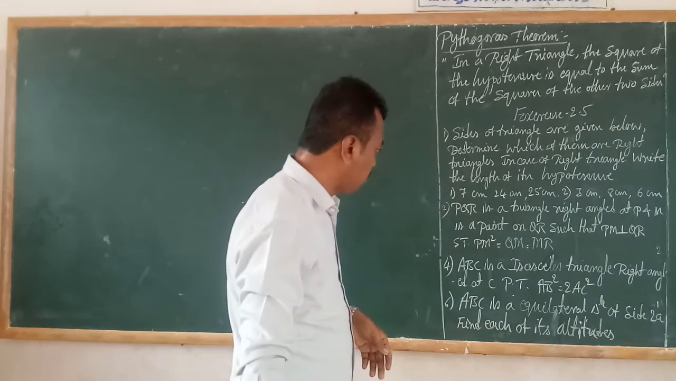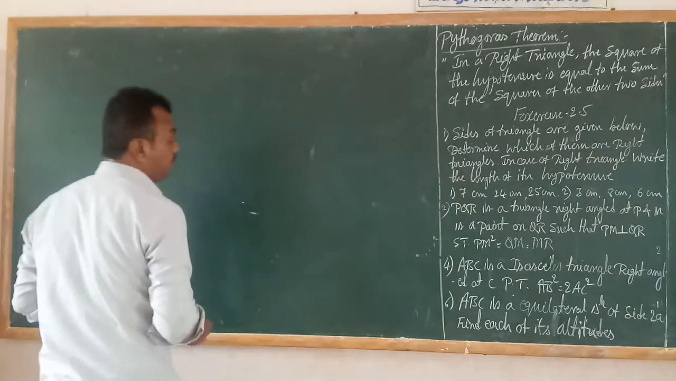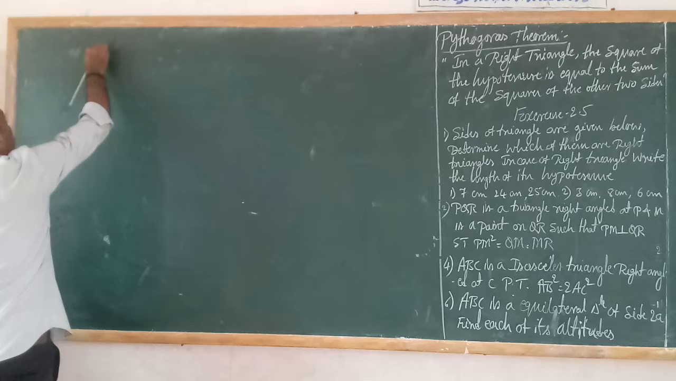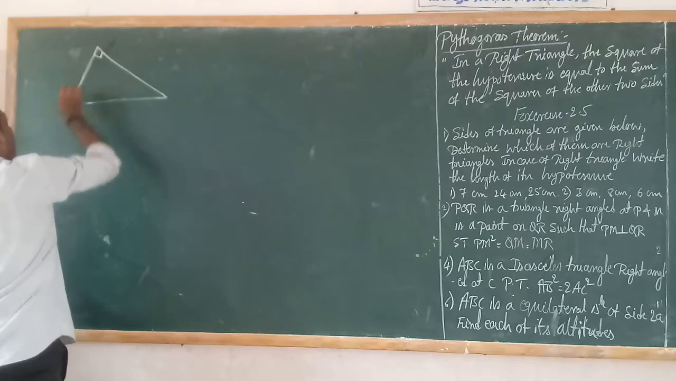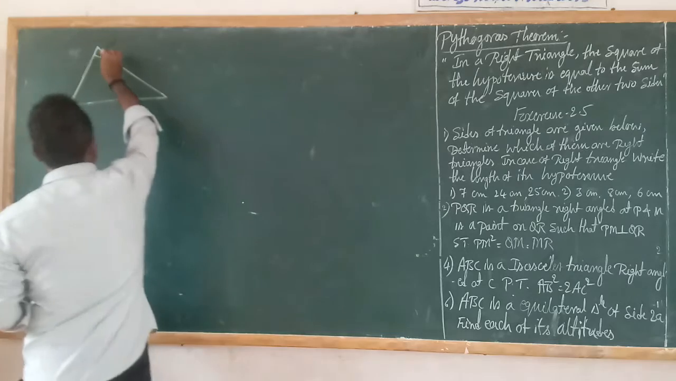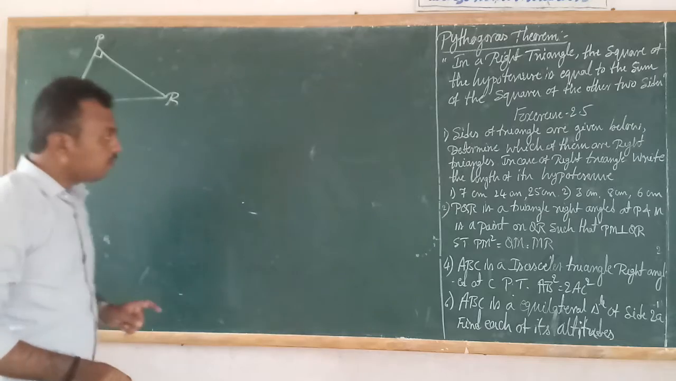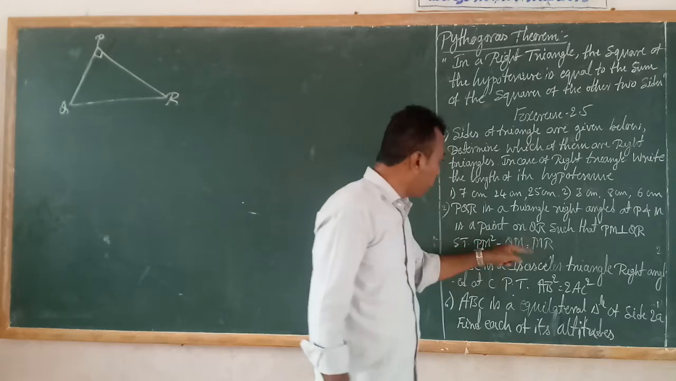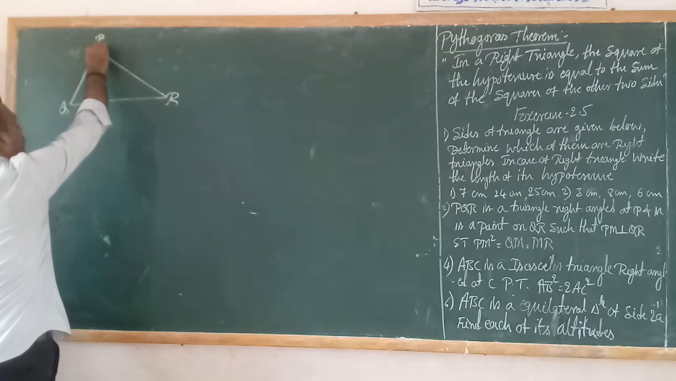Okay. See here, PQR is a triangle, right angle at P. Okay. I will draw the triangle. Right angle at P. Correct? PQR is a triangle right angle at P. So this is P, this is Q, and this is R. Okay. And then PQR is a right triangle at P, and M is the midpoint of QR. This is M.